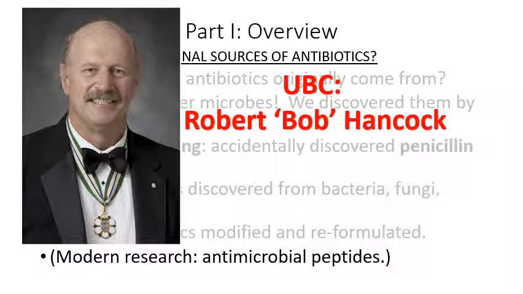Now, any of you students that are interested in going into microbiology and you're interested in going into UBC, you should know that UBC, right here in British Columbia, we have two of the most famous microbiologists in the world, one of whom is a guy named Robert Bob Hancock. I had him as a teacher when I was at UBC. I don't know if he's still working. He's probably retired by now, but he taught me.